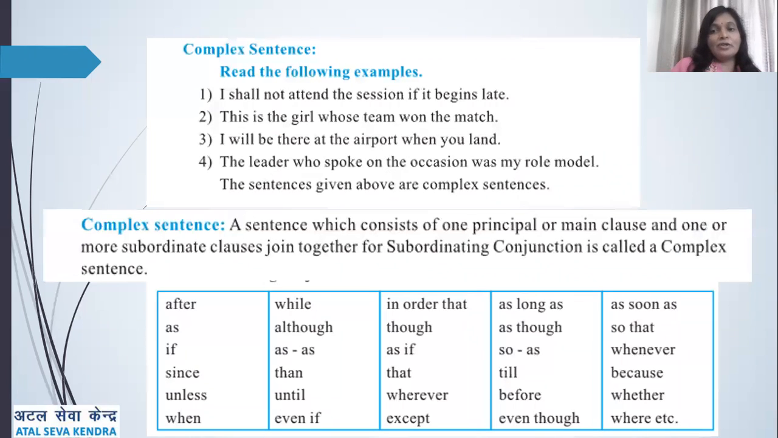A complex sentence consists of one principal or main clause and one or more subordinate clauses. And here remember, they are joined together by subordinating conjunctions: after, while, in order that, as long as, as soon as, if, since, unless, though, until, that, till, because, before, whether. So many subordinating conjunctions are there. It is an exhaustive list. Kindly make a list of all the subordinating conjunctions. That will again help you to identify a complex sentence. Moving on.